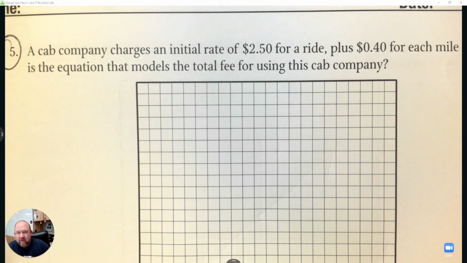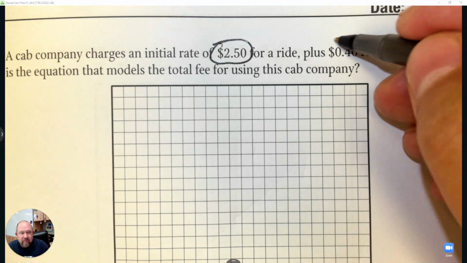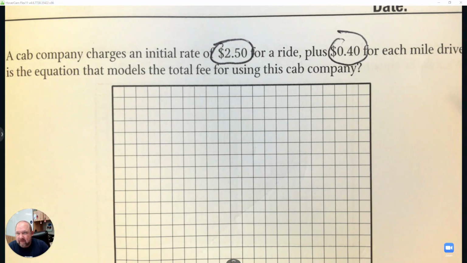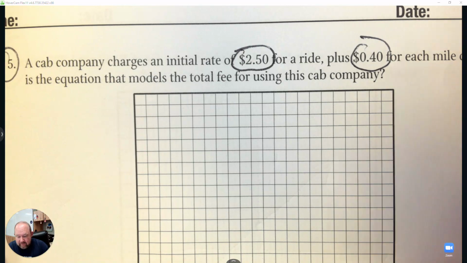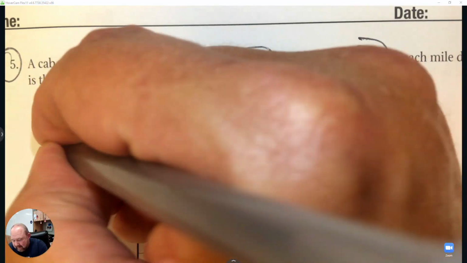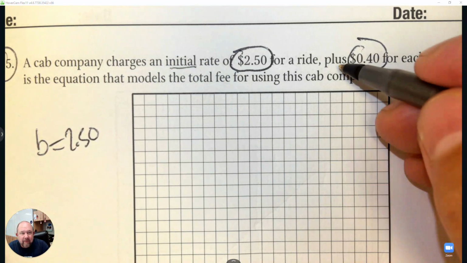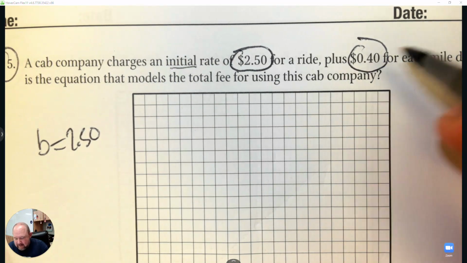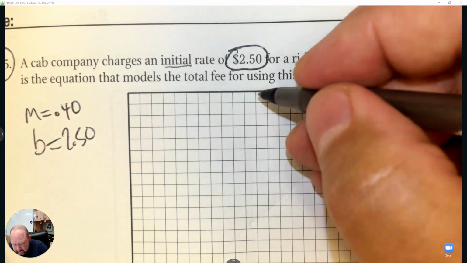A cab company charges an initial rate of $2.50 plus 40 cents for each mile driven. And then it says, what is the equation that models, and then can you graph it? So this is a linear situation. The initial rate is the y-intercept. That's $2.50. Plus 40 cents for each mile. That's going to be the slope. That's the rate that's being charged. The word slope and the word rate, they mean the same thing.